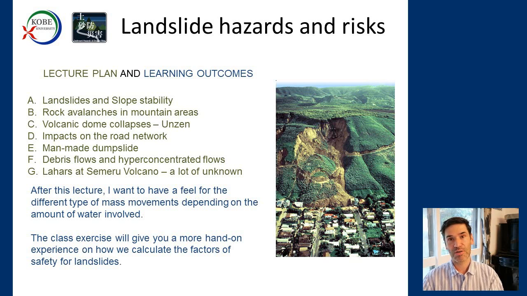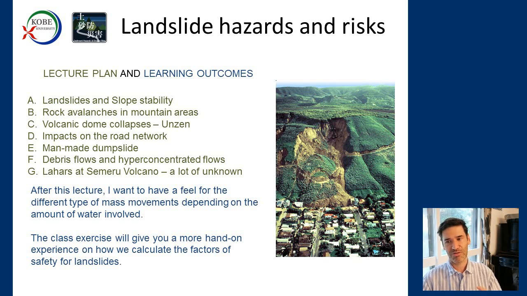We're going to have one set of lectures on rock avalanches, which are huge mass movements. Imagine the whole mountain moving all at once. We're going to talk about volcanoes and volcanic dome collapse. I'm going to give you the example of Mount Unzen. We're going to talk about different impacts, because it's about hazards, for instance the impacts on the road and the road network.